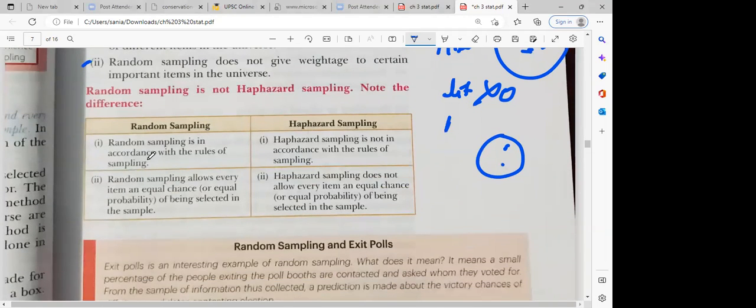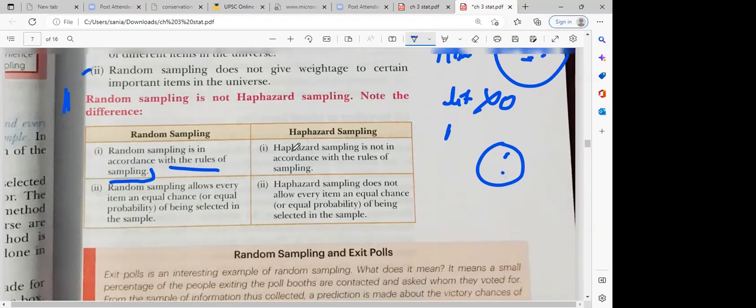See, random sampling is in accordance with the rules of sampling. You are following the rules of sampling. But haphazard sampling is not in accordance with the rules of sampling. Clear? Then, random sampling allows every item an equal chance of being selected in the sample. But haphazard sampling does not allow every item an equal chance of being selected in the sample. So this is a difference. Sometimes students say, when you are in a hurry, you randomly make any choice, right? That is also random sampling, but there's a difference between random sampling and haphazard sampling. So you will write a hashtag: random sampling is not a haphazard sampling. Then you will write the difference between both, these two. Clear?